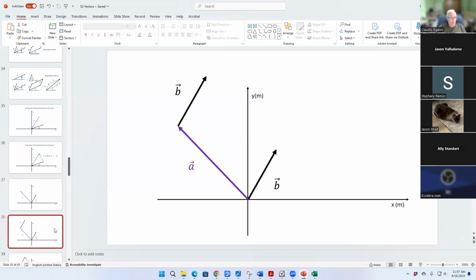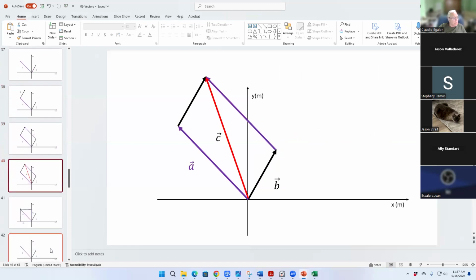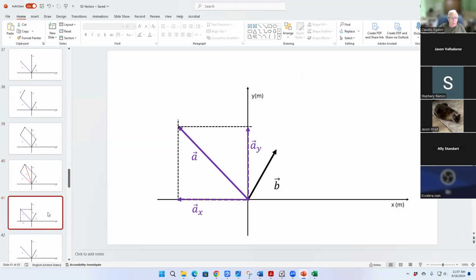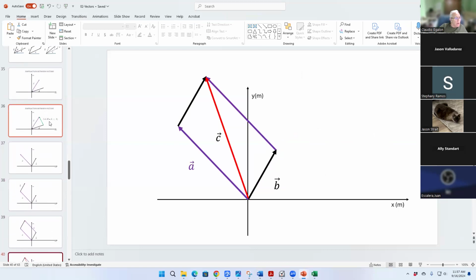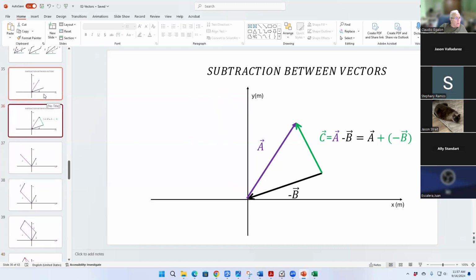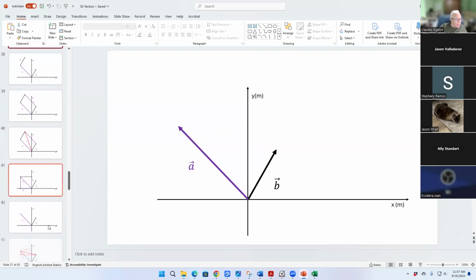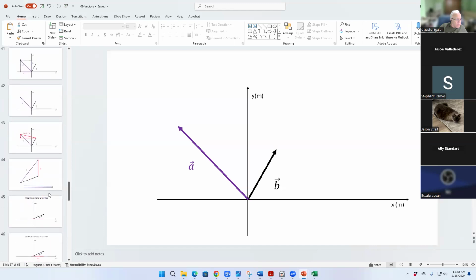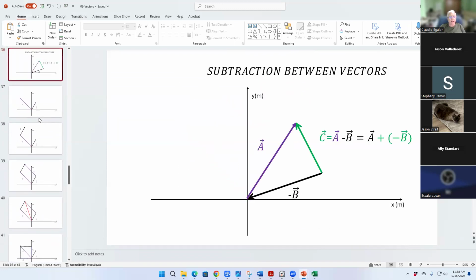Let's see here. Parallelogram method. Okay, this one belongs elsewhere. Yeah, I can erase that. Let's skip that. But that's the important thing here that you have to know. The subtraction between two vectors is like summing one vector with the negative of the other.